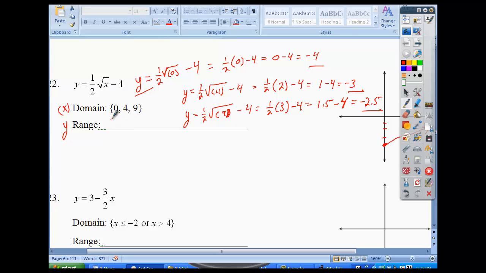All of these values that were given to me are my y's, or my range. And I always do them from least to greatest. So in this particular case, it's going to be -4, comma, -3, comma, -2.5. And that would be how I go about doing these problems.